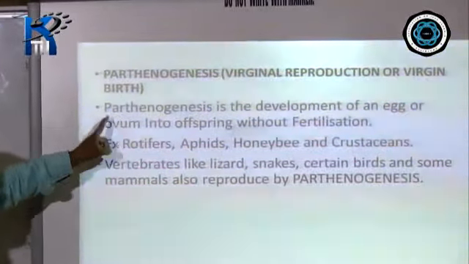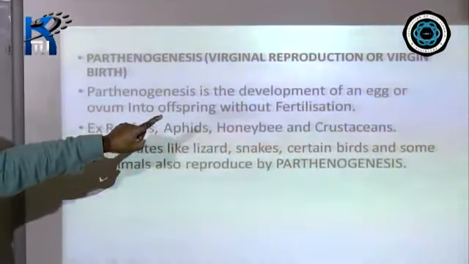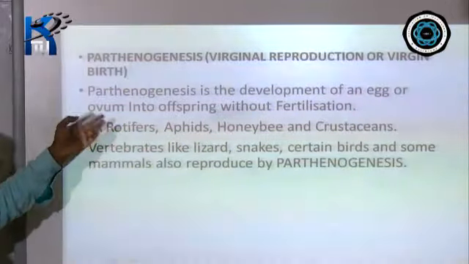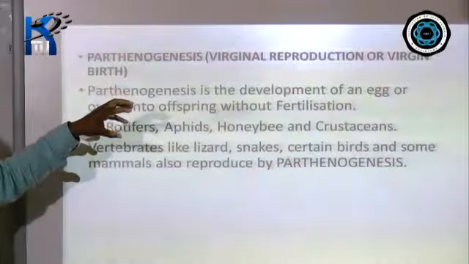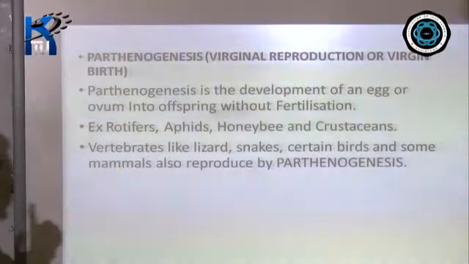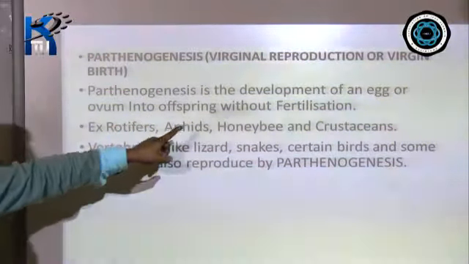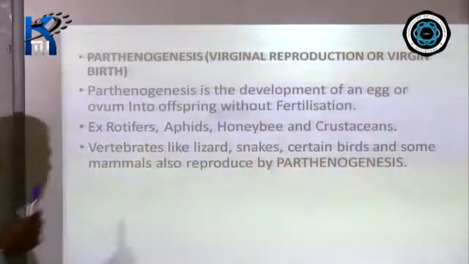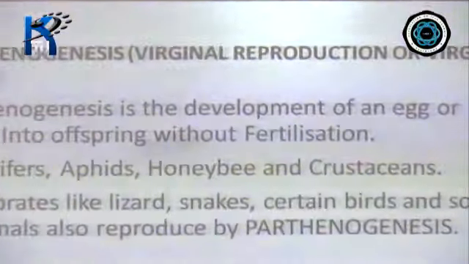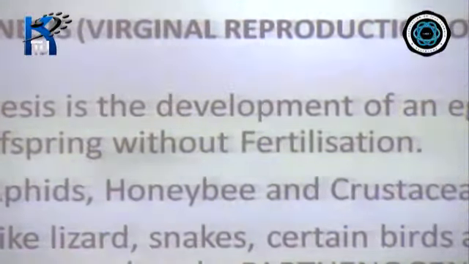Again I repeat, parthenogenesis is the development of an egg or ovum into an offspring without fertilization. The key word here is without fertilization. This is very important. Without fertilization is the key term for writing this definition.